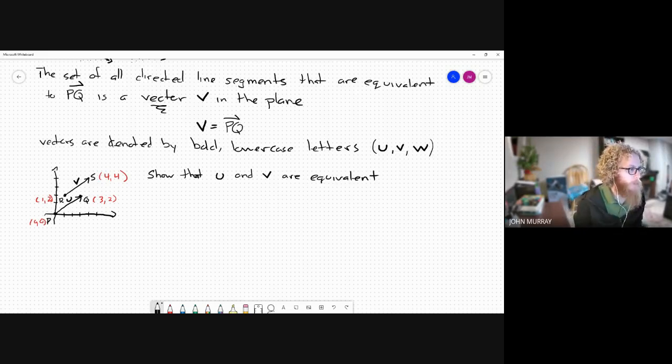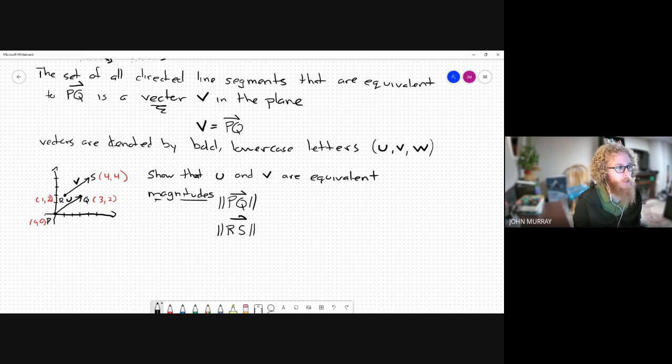To find that, first we need to make sure their magnitudes are the same. So I'm going to calculate two things: the magnitude of PQ, and the magnitude of RS. Now be careful, how you name these does matter. The point always comes first. The arrow always goes second.